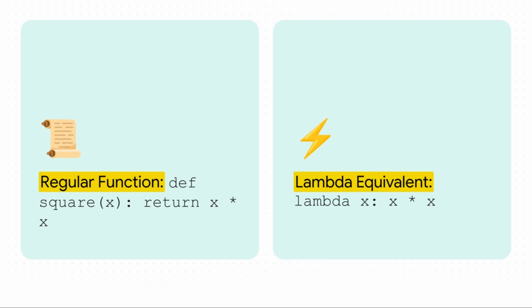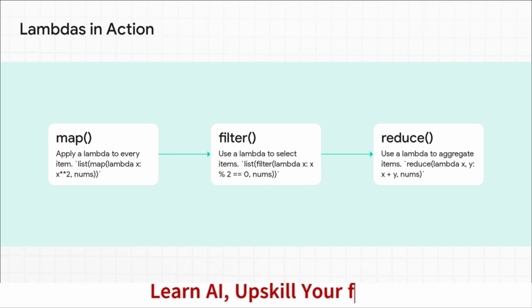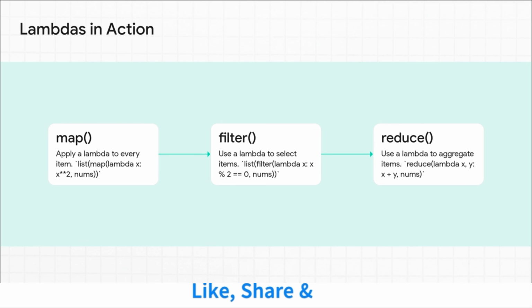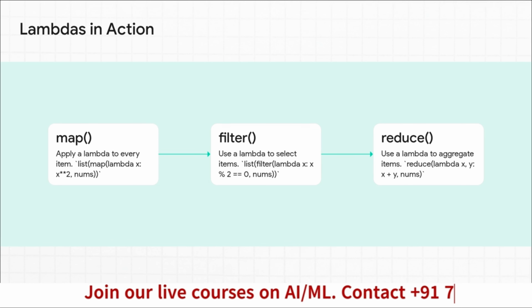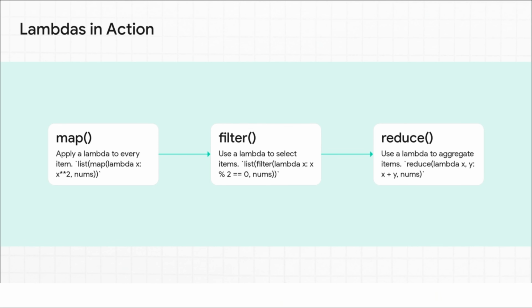That's it. Super concise. So where do these little guys shine? Well, lambdas are the perfect partner for functions that work on lists like map, filter, and reduce. Think of them as quick, disposable tools. You need to transform every single item in a list? Use map with a lambda. You need to select only some of the items? Use filter with a lambda. Or you need to boil down an entire list into just one value? That's a job for reduce and a lambda.